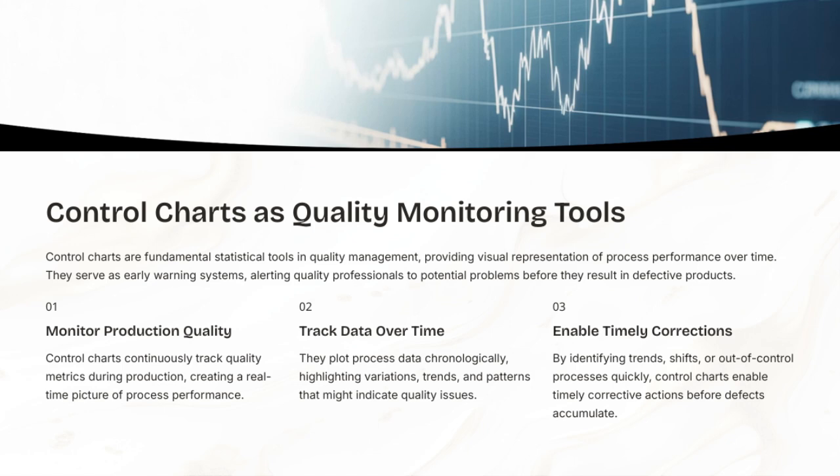Recognizing these early signs helps us understand when something might be drifting out of control. Finally, and perhaps most critically, control charts enable us to take timely corrective actions. By identifying trends or out-of-control processes quickly, we can intervene early, before defects accumulate, and prevent larger problems down the line. This proactive approach is key to maintaining high-quality production and reducing waste.